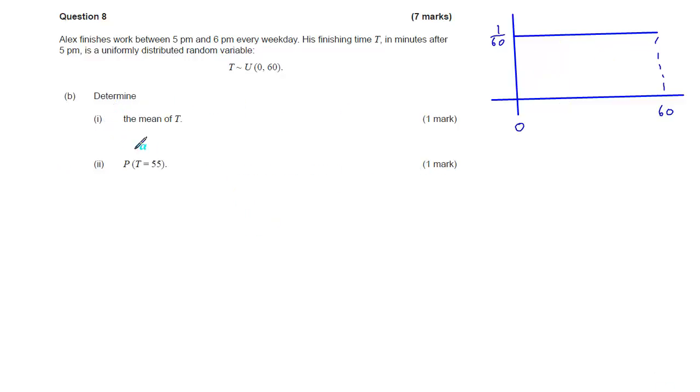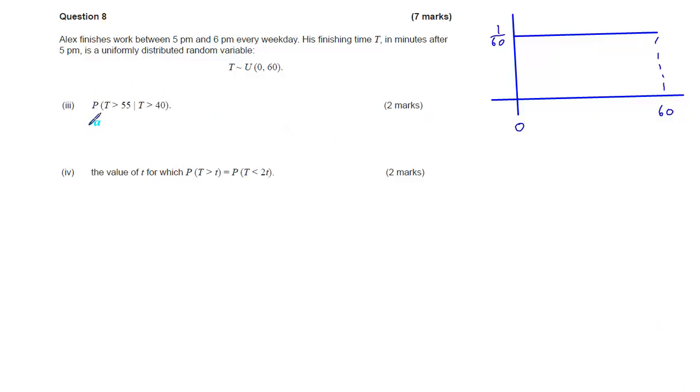We now want to determine the mean of t. Well, for this perfectly symmetrical distribution, the mean is just going to be halfway between the two end values, so the mean of t is 30 minutes. The probability of t being equal to 55: this is a continuous distribution, so the probability of being equal to one specific value is always 0, and that would apply in any continuous distribution.